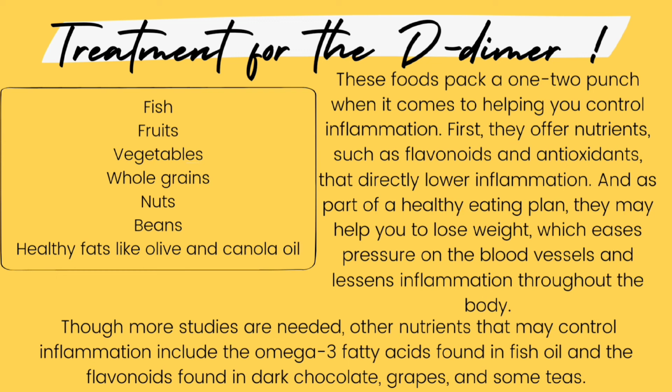First, they offer nutrients such as flavonoids and antioxidants that directly lower inflammation, and as part of a healthy eating plan, they may help you to lose weight, which eases pressure on the blood vessels and lessens inflammation throughout the body. Though more studies are needed, other nutrients that may control inflammation include the omega-3 fatty acids found in fish oil and the flavonoids found in dark chocolate, grapes, and some teas.